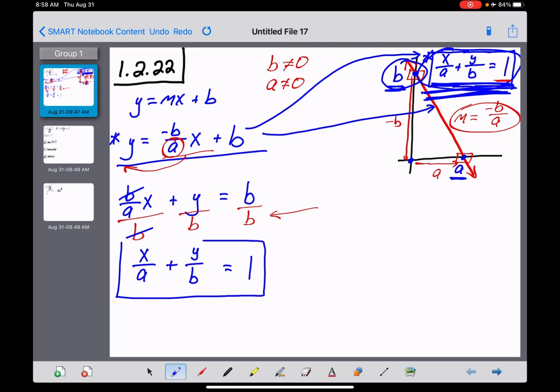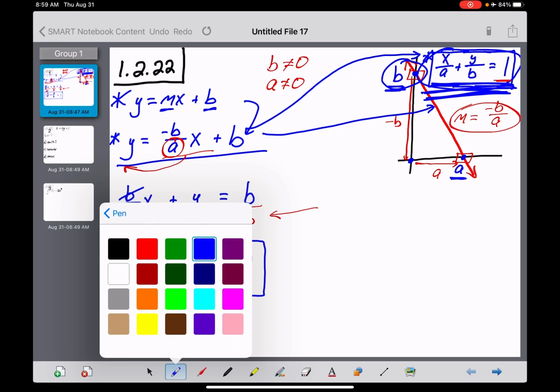And that is what the book is calling intercept form. So we started with something we knew, which was slope-intercept form. We figured out what the slope was and what the y-intercept was and came up with this equation here. And then we just did some algebraic manipulation and eventually got it down to this. So hey guys, this problem is done.